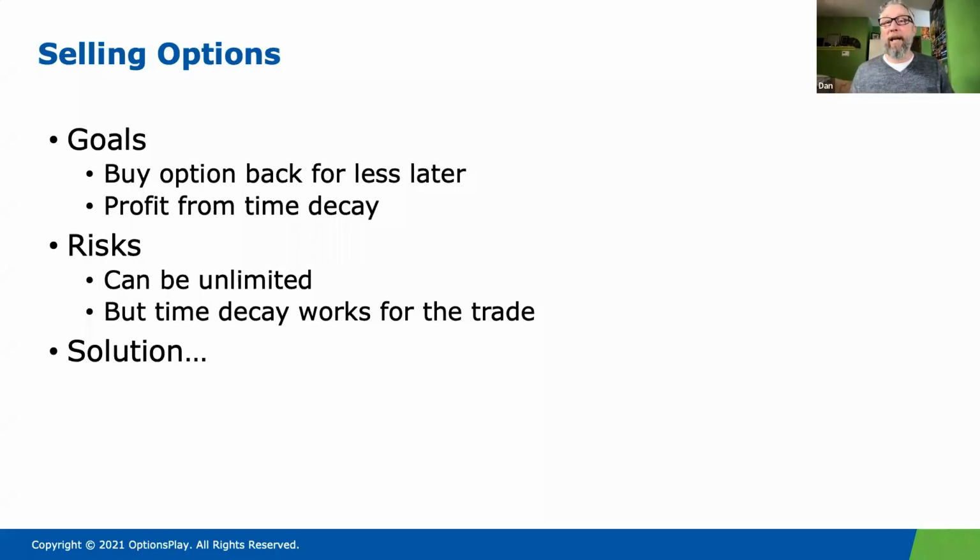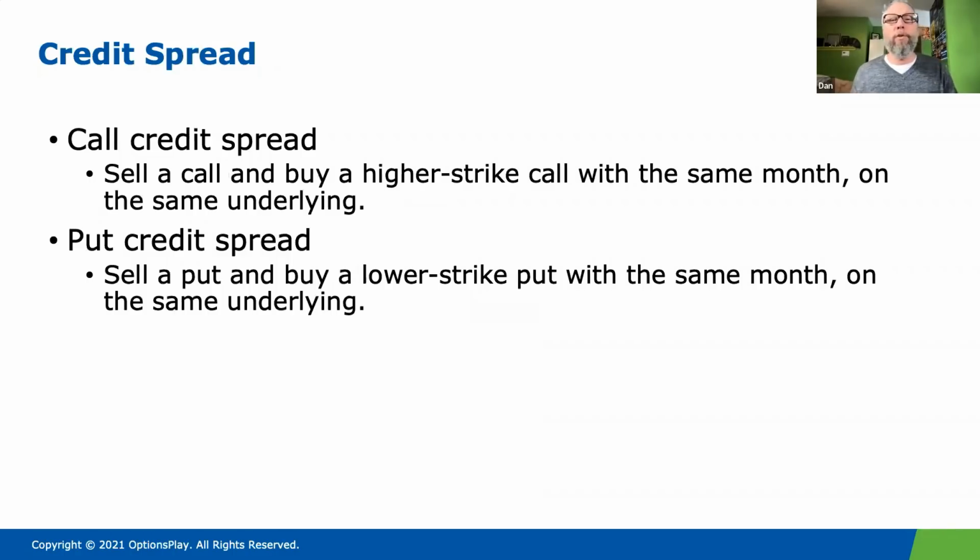The risk can be unlimited when we sell options naked. And that's a problem. Even though time decay works for the trade, if there's a big enough move against us, it can be trouble. So the solution, one of the solutions, becomes credit spreads. And there are two types of credit spreads: call credit spreads and put credit spreads. A call credit spread is when we sell a call and then we buy a higher strike call with the same expiration on the same underlying. A put credit spread is when we sell a put and then we buy a lower strike put further out of the money with the same expiration on the same underlying.